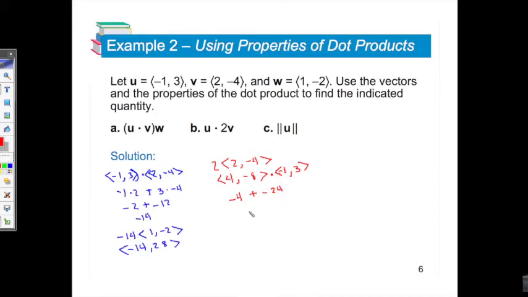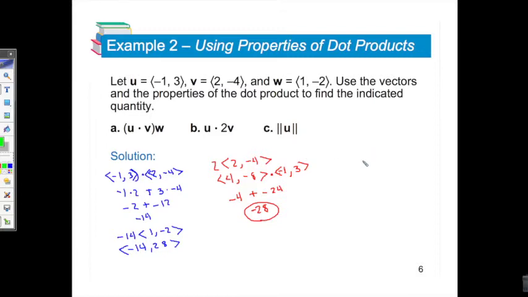And when I add these two things together, I get negative 28. So I get a scalar here, right? I have the vector u and the vector 2v, and when I dot them together, what I get is a resultant scalar number. So this is not a vector, it's just a number.